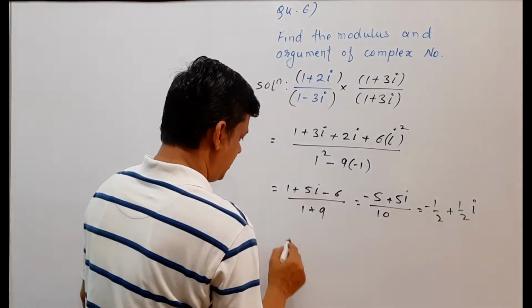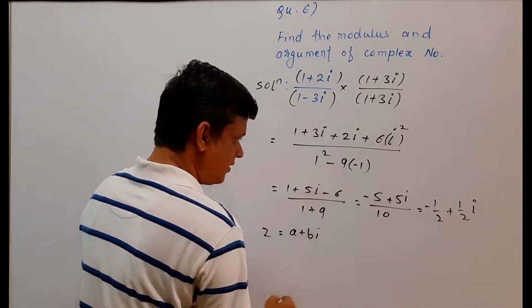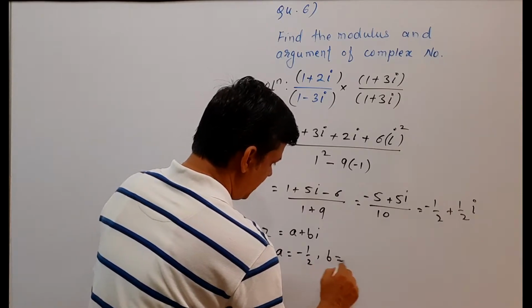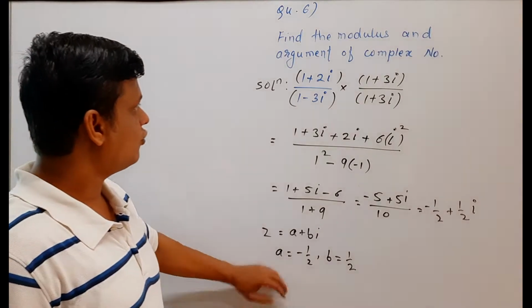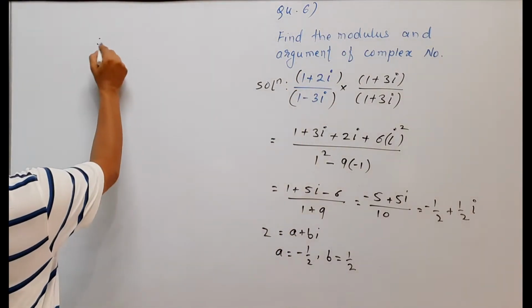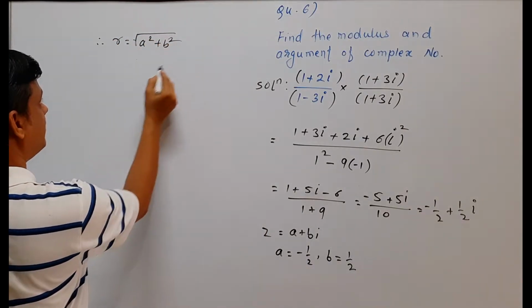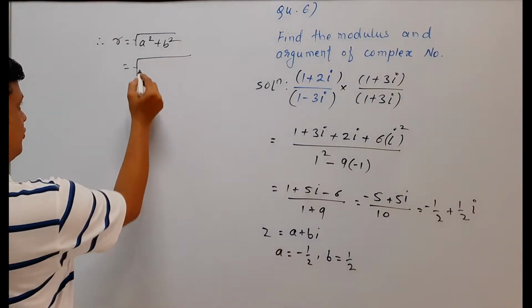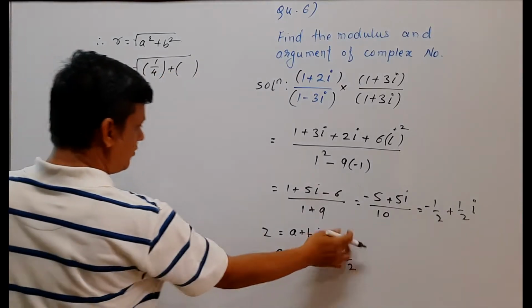So we compare this with z = a + bi. So we get here a is equal to minus 1 by 2, b is equal to plus 1 by 2. Now we have to find first the modulus, that is the value of r. So we write here r is equal to under root a square plus b square. So substitute the value of a as minus 1 by 2. So its square we get plus 1 by 4. Value of b is 1 by 2.